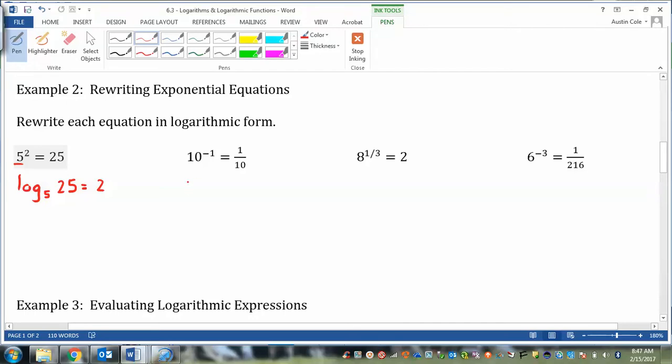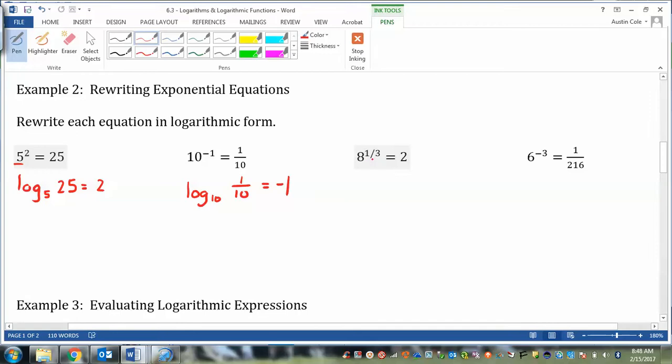Okay, this one's a little bit trickier. So log base 10 of 1/10 equals -1. Does 10 to the negative first power equal 1/10? Yes, it does. Again, we'll take the reciprocal of it, be 1/10.